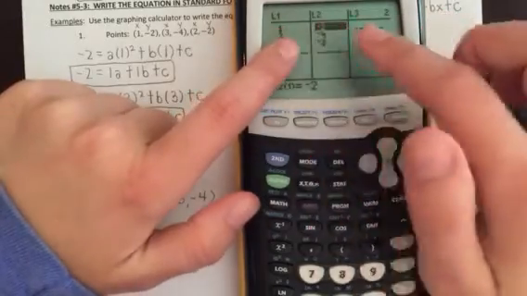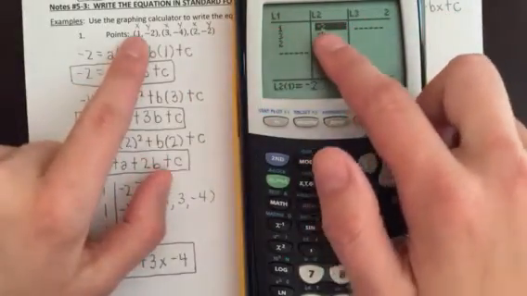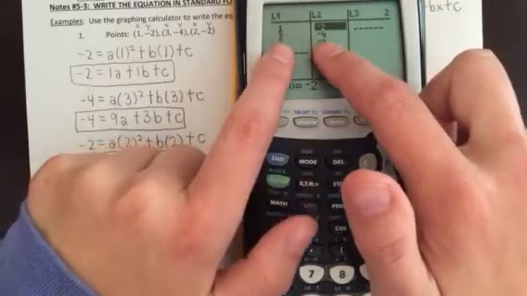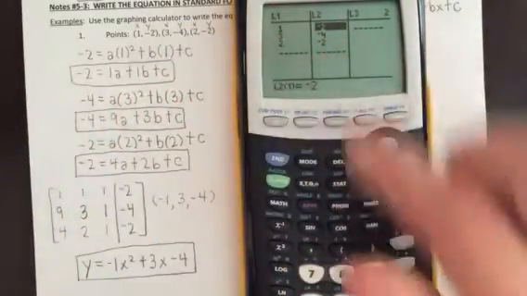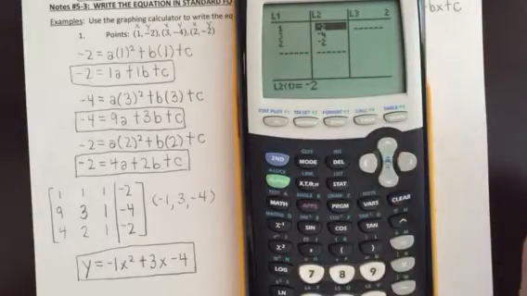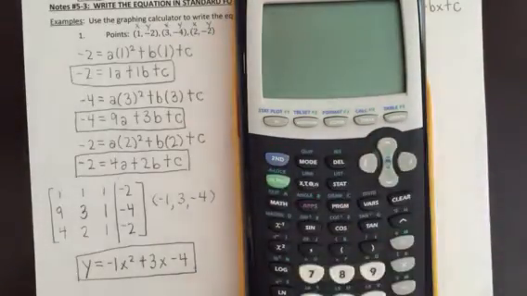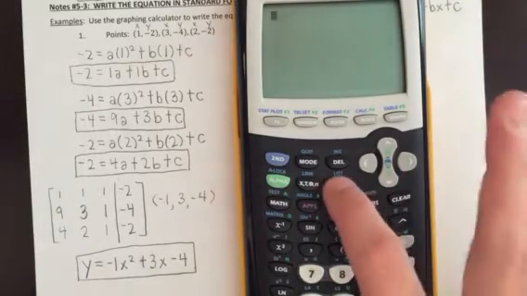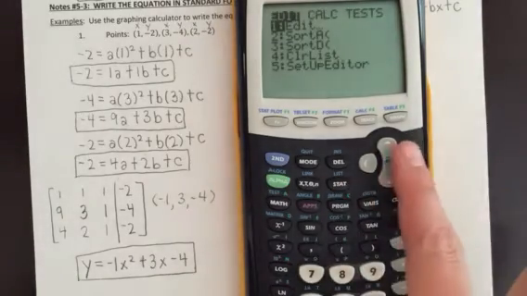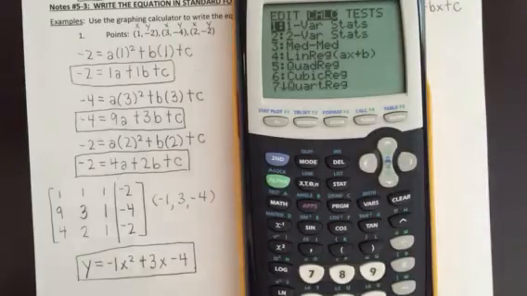And what you're going to do is you're going to input your points one at a time. So I've already taken the time to do that. 1, -2, 3, -4, and 2, -2. I've input those into my L1 and L2. And then second quit to get out of that, so that and this. And then what you're going to do is you're going to go to stat again, but you're going to arrow to the right for calculate.